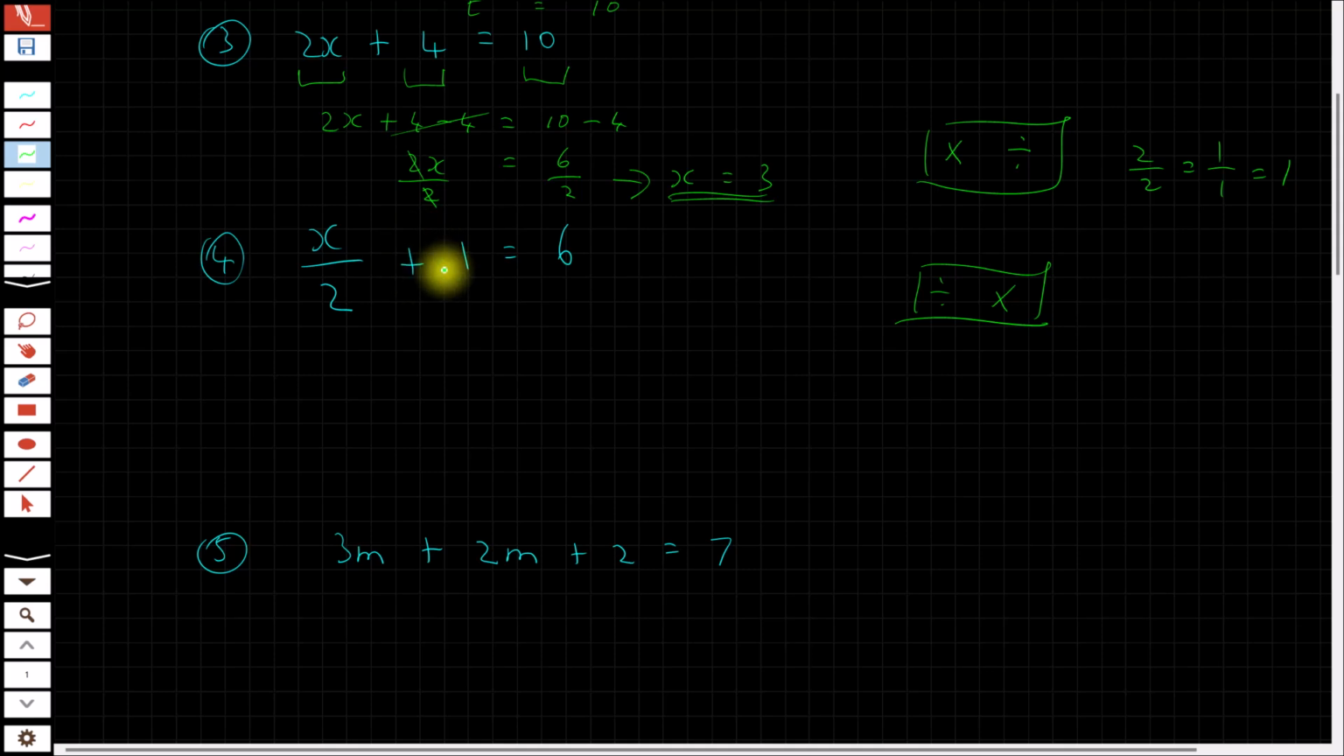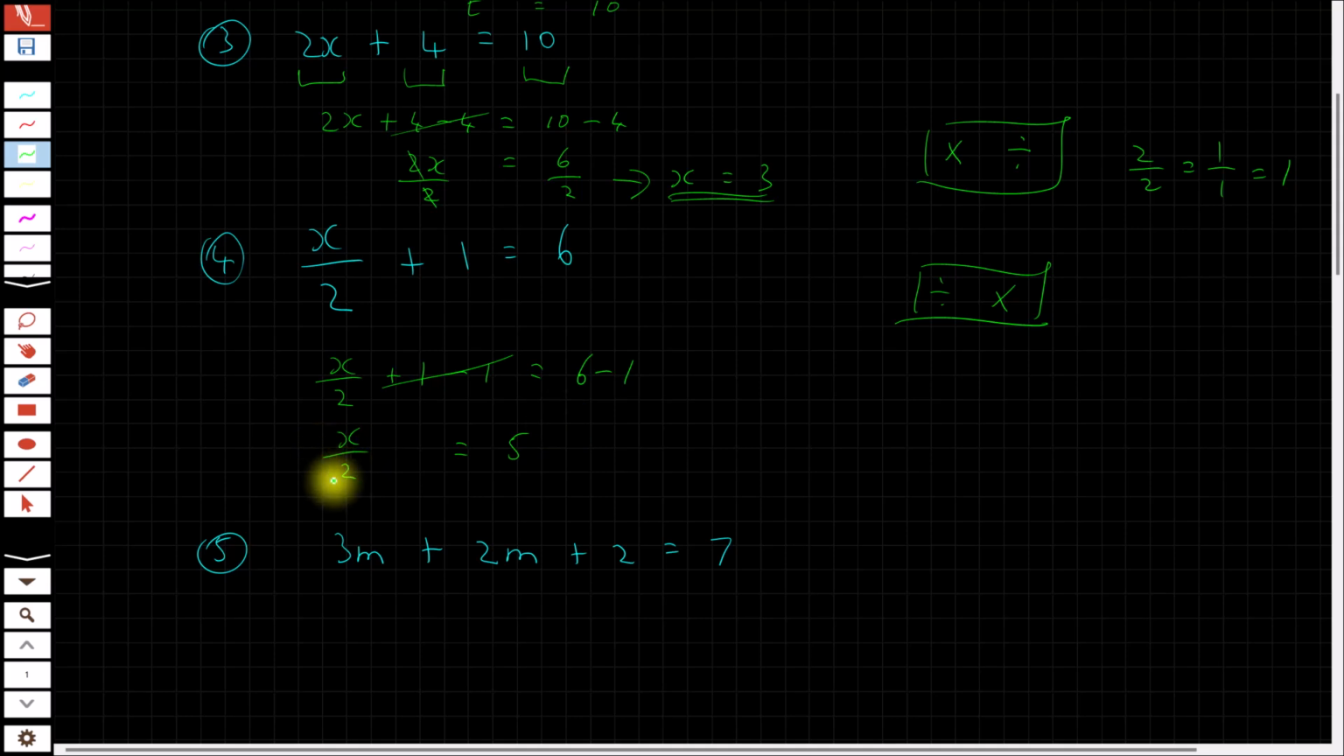But firstly, I want to get rid of this plus 1. So let's leave the x over 2 there. And we have plus 1, we want to get rid of it, so we take away 1. And we do the same to the right hand side. That is x over 2 plus 1, that cancels to 0. And we have the right hand side is 5.